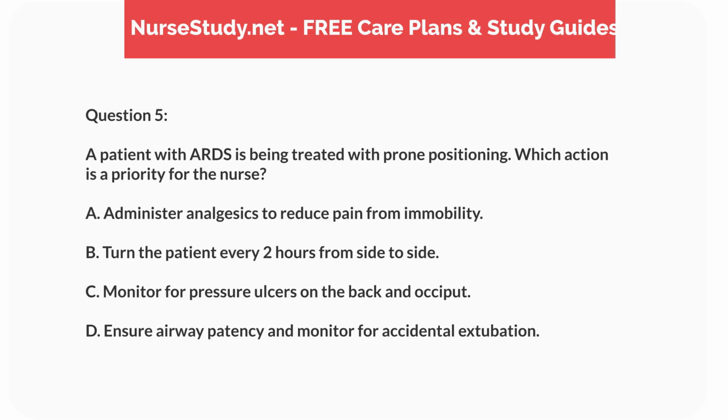Question 5. A patient with ARDS is being treated with prone positioning. Which action is a priority for the nurse? A. Administer analgesics to reduce pain from immobility. B. Turn the patient every 2 hours from side to side. C. Monitor for pressure ulcers on the back and occiput. D. Ensure airway patency and monitor for accidental extubation.